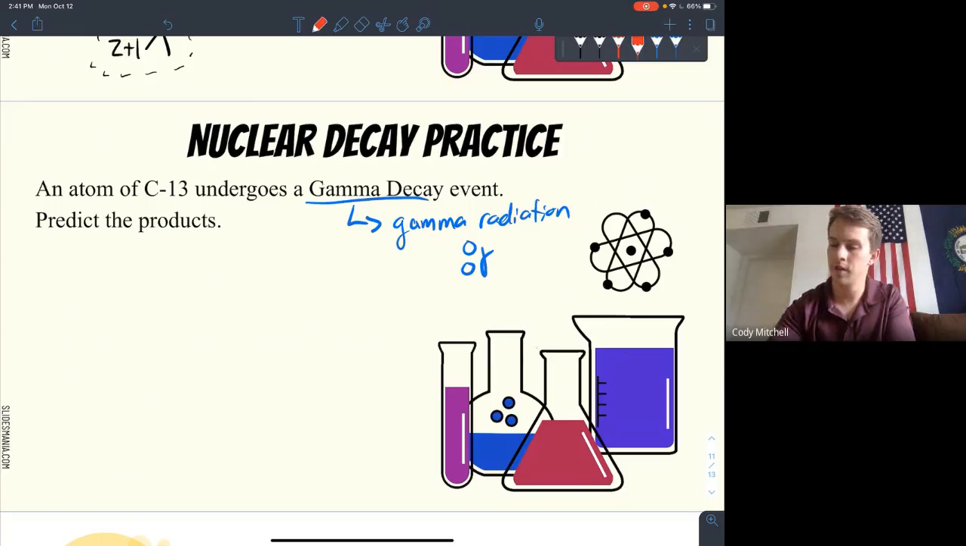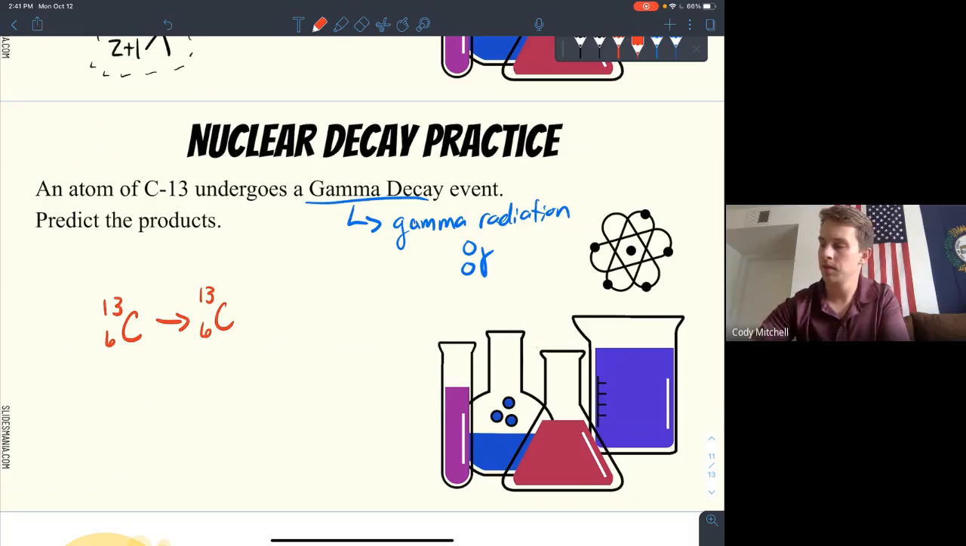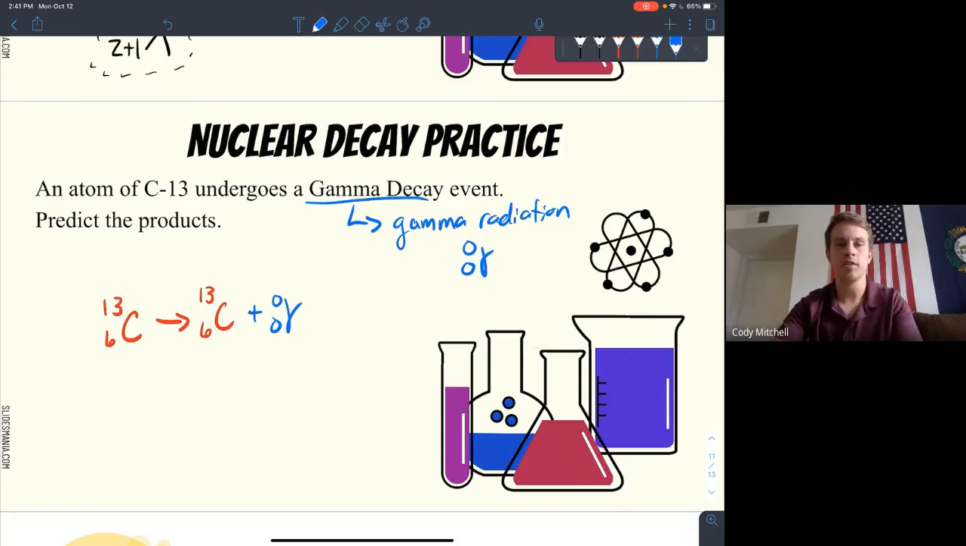So starting off, I've got carbon with an atomic mass of 13, atomic number of 6. It's going to decay, but its atomic mass is not going to change. Its atomic number is not going to change. And I'll also have, at the end of the day, a gamma particle. We're going to make the Hulk. 0, 0. That's horrible. My handwriting is so good. 0, 0. And that's gamma decay.